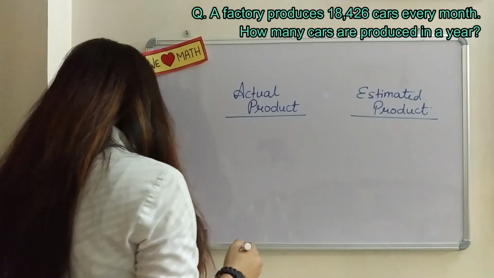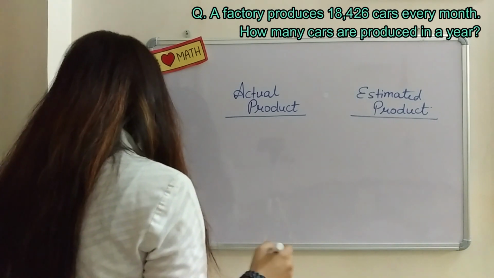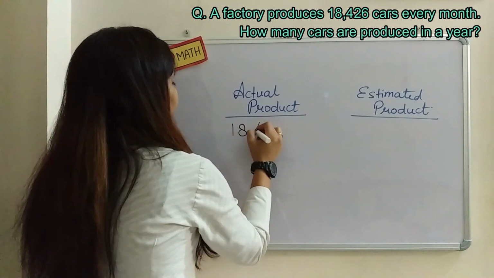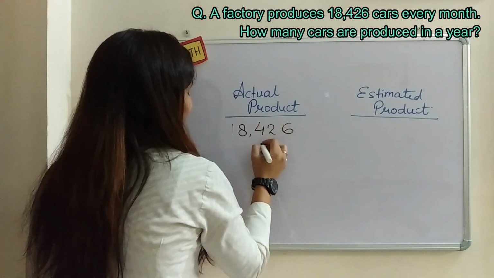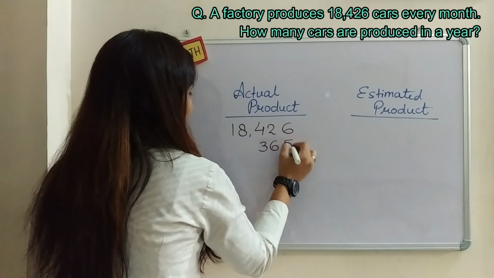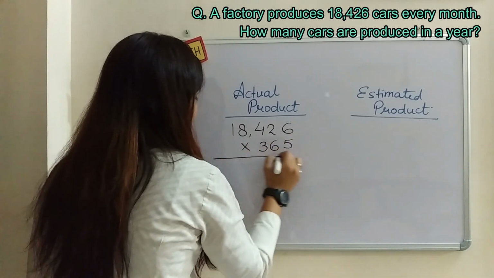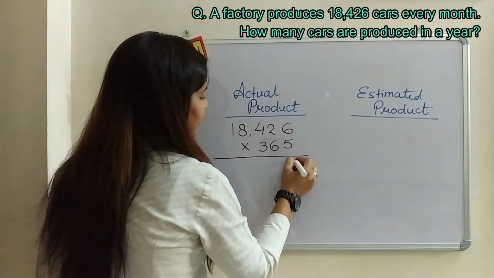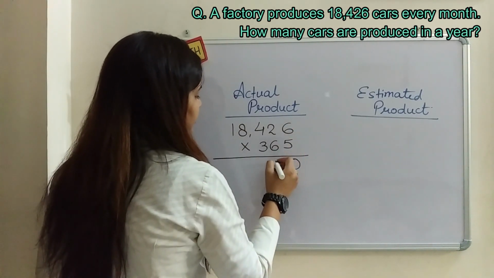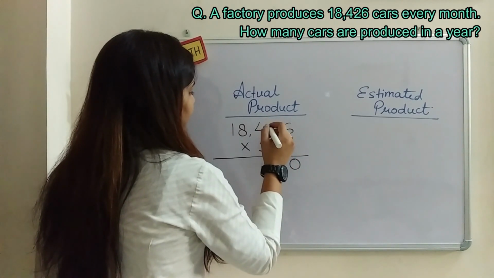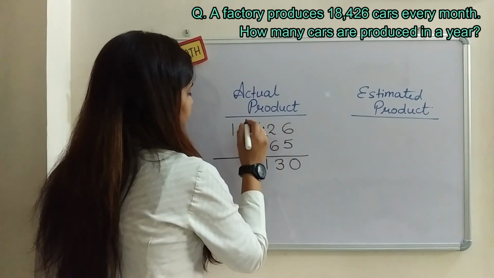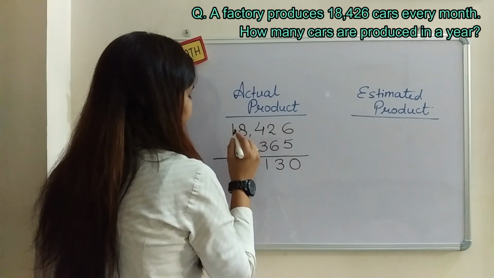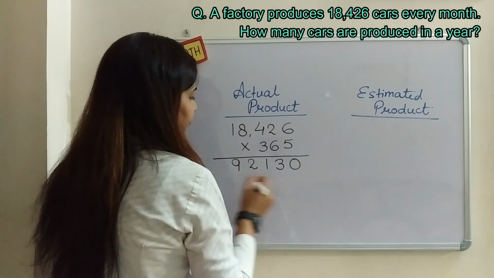So for that, we should write down the actual number of cars, that is 18,426, and we should multiply by 365, as there are 365 days in a year. So we need to do the calculation. 5 6s are 30, 5 2s are 10, 5 4s are 20, 5 8s are 40, 5 is a 5, 9.